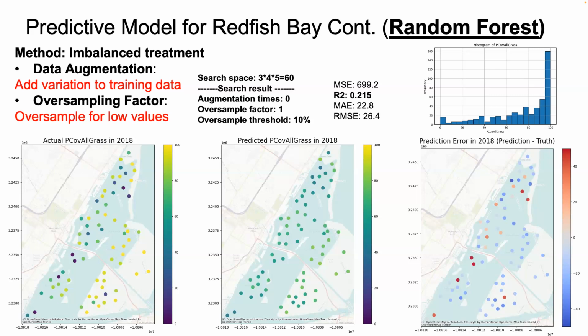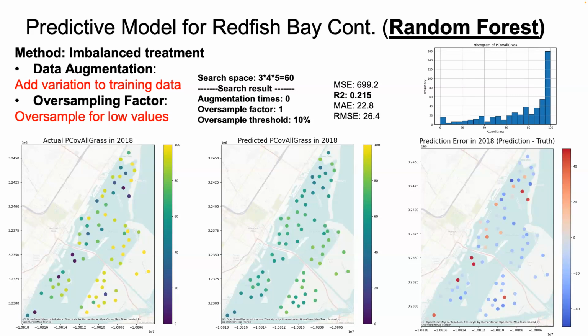We tried 60 different models with different combinations of those parameters. And our best result is when we do no data augmentation, we do not manually add variation, and the oversampling factor is 1, so we only duplicate the lower bound once, and the threshold we use to oversample is the bottom 10%. So right now our R square increased a little bit, and our MAE is still the same, still 20-ish, so we are still trying to improve that.